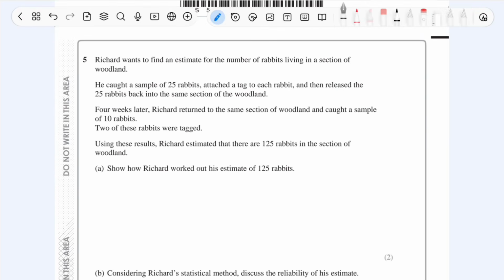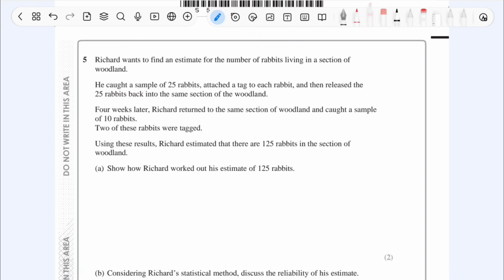Question 5. Richard wants to find an estimate for the number of rabbits living in a section of woodland. He caught a sample of 25 rabbits, attached a tag to each rabbit, and then released the 25 rabbits back into the same section of woodland. 4 weeks later, Richard returned to the same section of woodland and caught a sample of 10 rabbits. 2 of these samples were tagged. Using the results, Richard estimated that there are 125 rabbits in this section of woodland. Show how Richard worked out his estimate of 125 rabbits.